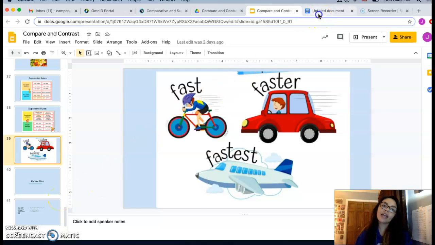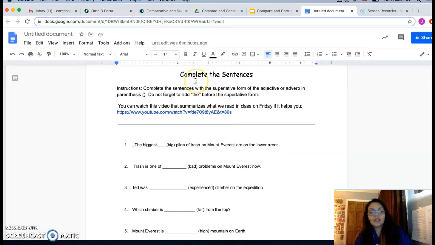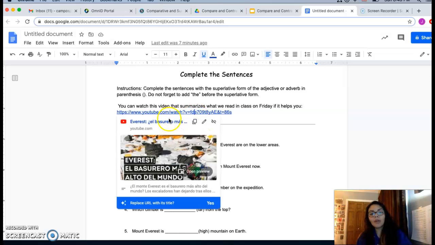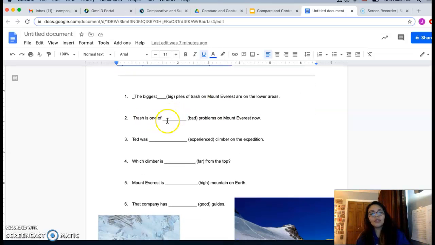Okay, so today's activities are just more practice on what you did on Friday. For example, this first activity says complete the sentences. And the sentences have to do with the article you read on Friday. If you do not remember the article, I did put up a link to a video that summarizes the article, just to help you, but you don't have to watch it. Only if you need it, you can watch it. Okay? But basically what you have to do is look at the word in the parentheses and change it into the superlative form.